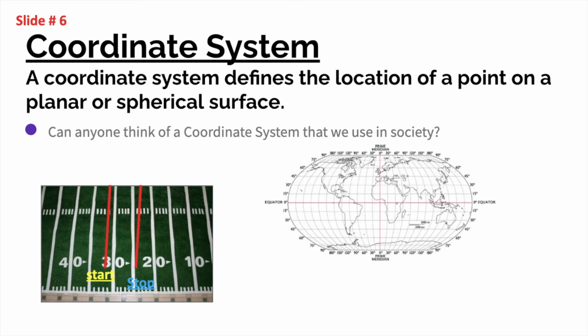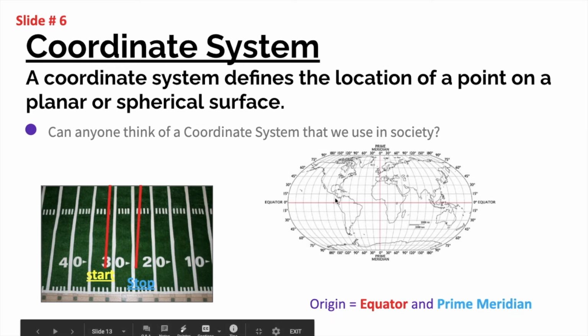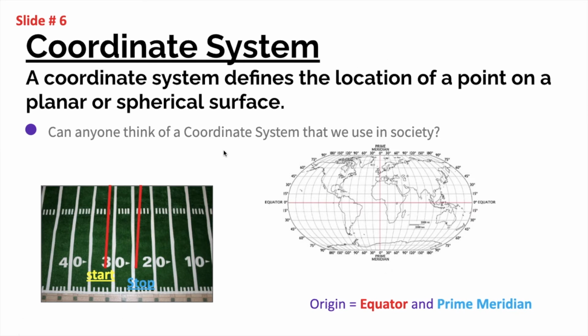We also talk about a spherical coordinate system when we look at the latitude and longitude of our entire globe. So the origin in this case, the starting point, would either be at the equator or the prime meridian. And then you look at latitude or longitude to describe your position relative to either the equator or the prime meridian. So equator if you're talking about latitude, prime meridian if you're talking about longitude.